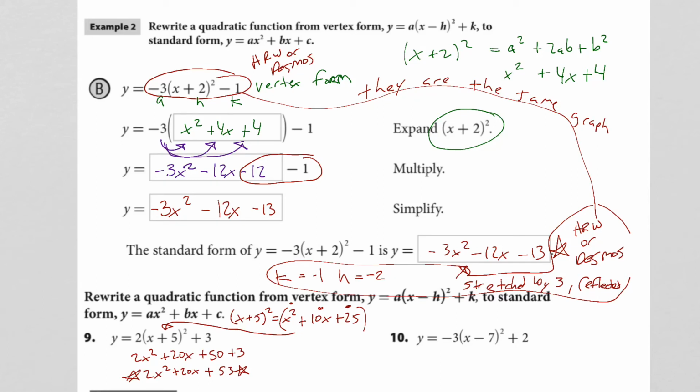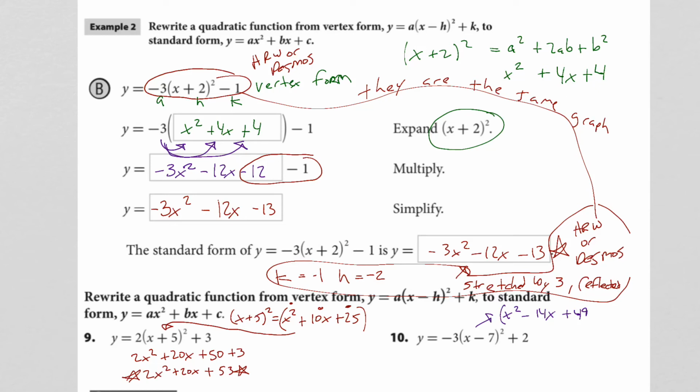That's number 9. I guess I didn't need that much room after all. And now let's check out example 10. I know this here is going to expand to x squared minus 2 times 7 times x, so minus 14x and then plus 49.